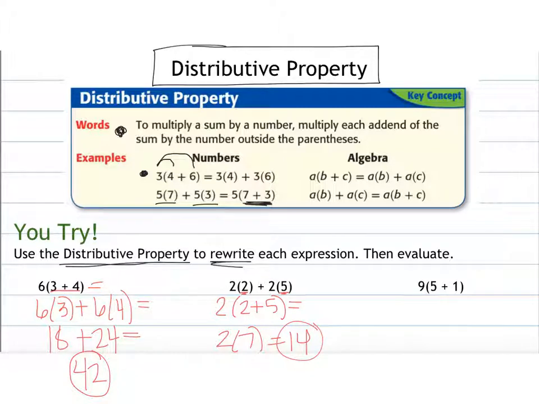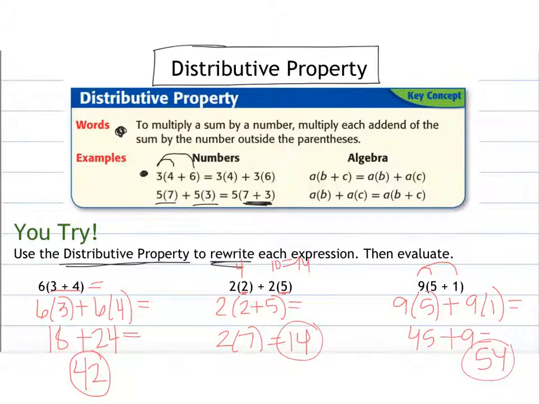I know right now with these problems it seems a little pointless, like you can look at this and just say, yep, I know it's 4 and 10 and 14, but to understand the distributive property, we're going to start with basic problems right now. So we have 9 times 5 plus 1. Distribute the 9 to the 5 and to the 1, so 9 times 5 plus 9 times 1. 9 times 5 is 45, plus 9, and we get 54.